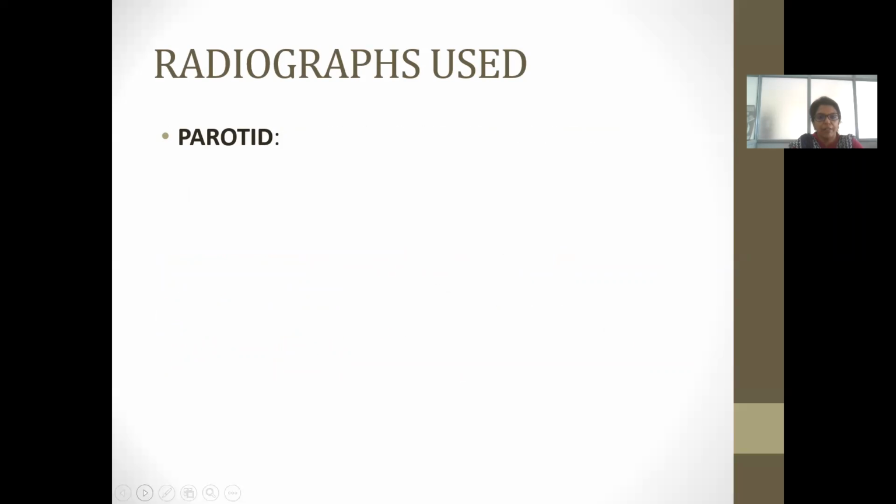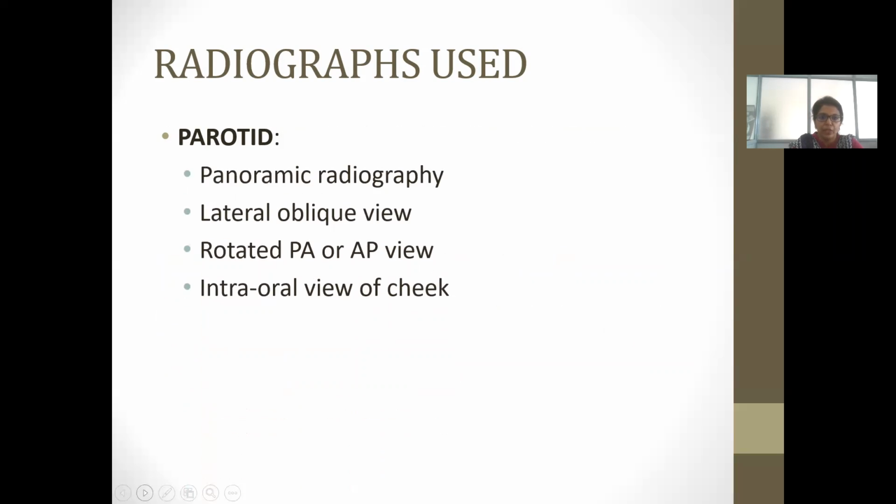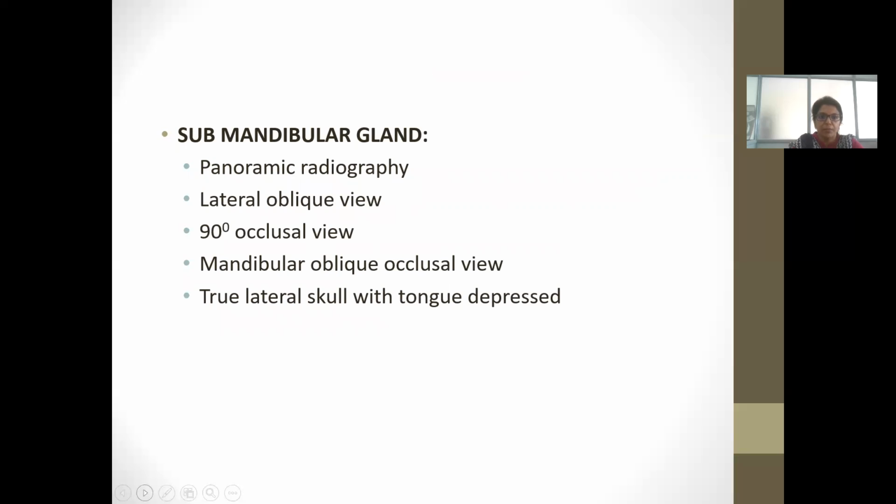So what are the radiographs used in this technique? For the parotid gland, we use panoramic radiography, lateral oblique view, rotated PA or AP view, or intraoral view of the cheek. For the submandibular gland, we use panoramic radiography, lateral oblique view, 90-degree occlusal view, mandibular occlusal view, and true lateral skull with tongue depressed.